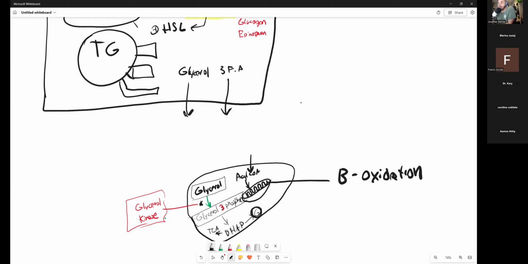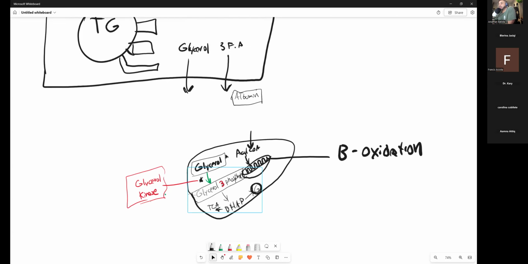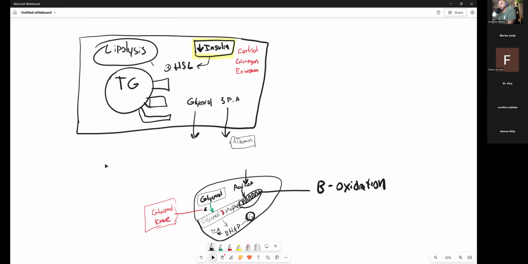This is what happens to glycerol. Fatty acids, on the other hand, bind albumin and make their way into the liver. And then they become acyl CoA. Then they enter the mitochondria. They undergo beta oxidation and they become acetyl CoA. Definitely, let me take an image of this and put this on the chat. This is the fate of all of this. We're understanding what's going on here. I said lipolysis.